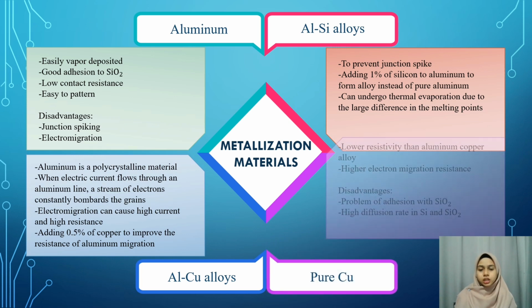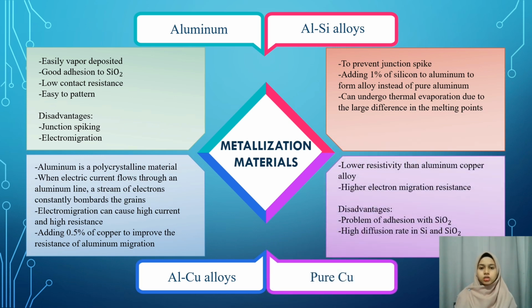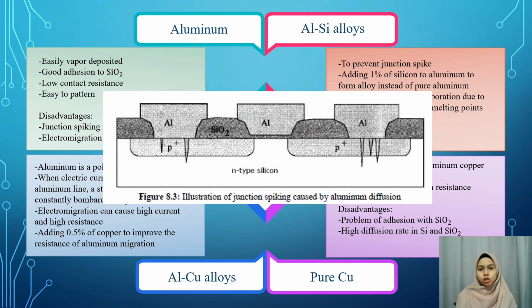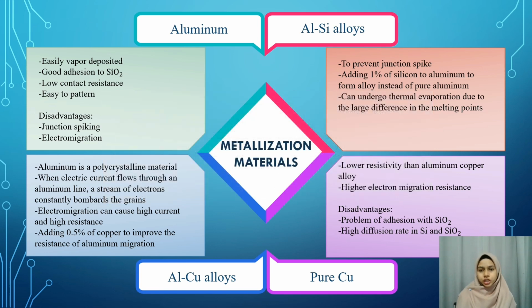For aluminum, it can be easily vapor deposited, has good adhesion to silicon dioxide, low contact resistance, and is also easy to pattern. However, due to its low melting point, which is 660 degrees Celsius, it interdiffuses into silicon to form aluminum spikes, where it can puncture through the doped drain source junction, causing shorting to the substrate silicon. This effect is called junction spiking. To prevent this effect, 1% of silicon is added to aluminum to form an alloy. Therefore, it can undergo thermal evaporation with a large difference of the melting points.